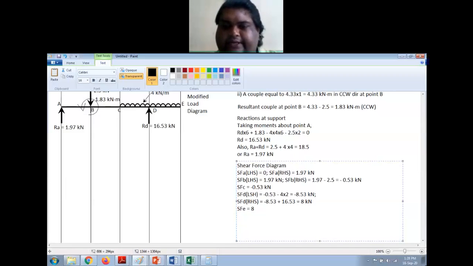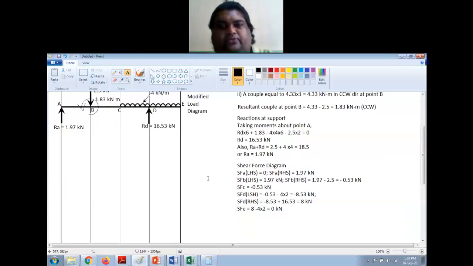previous value is 8 minus, between D and E again I have uniformly distributed load, UDL, 4 into 2, minus 4 into 2. 4 into 2 is 8. 8 minus 8 is 0 kilonewton. So I have completed the shear force diagram.